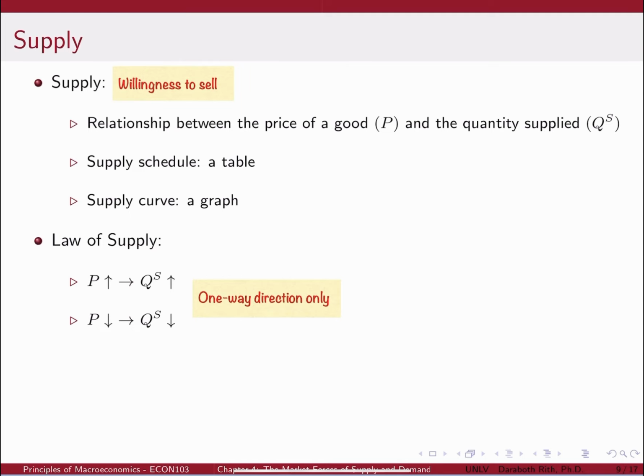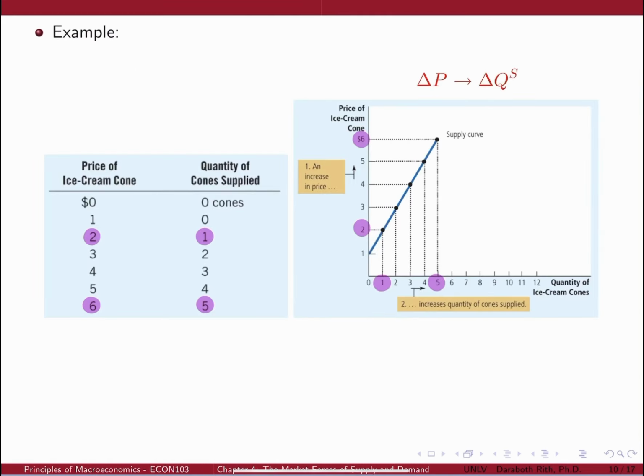A supply schedule is a table that comprises the level of quantity supplied at a given price, and a supply curve is the graph representing this combination. Take this example. You can see the supply schedule that lists the price of an ice cream cone and its quantity supplied. At the price of $2, the quantity supplied is one cone, and at $6, the quantity supplied is zero cones.